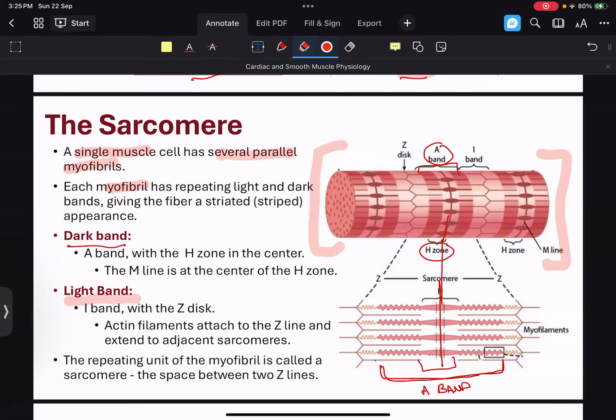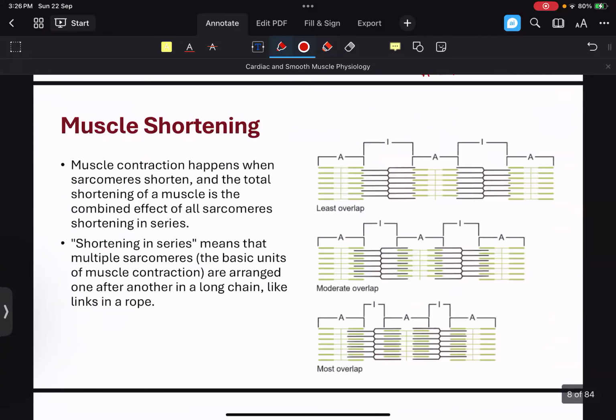On the other hand, for your light band over here, you'll have the I band, that's the light band. And then in the middle of the I band, you'll have the Z disc. Again, there's nothing more to it here. You're just memorizing, honestly.